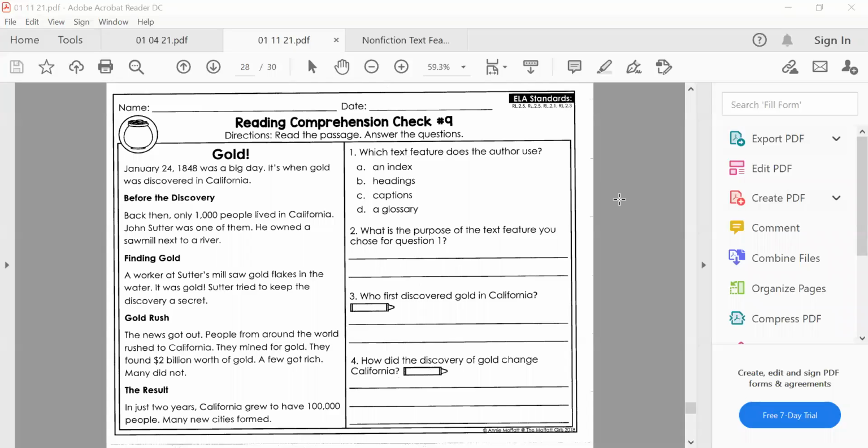Let's do that now. Number 1. Which text feature does the author use? A, an index, B, headings, C, captions, D, a glossary. Now, it might be helpful for us to do a review of text features. Let's do that next.